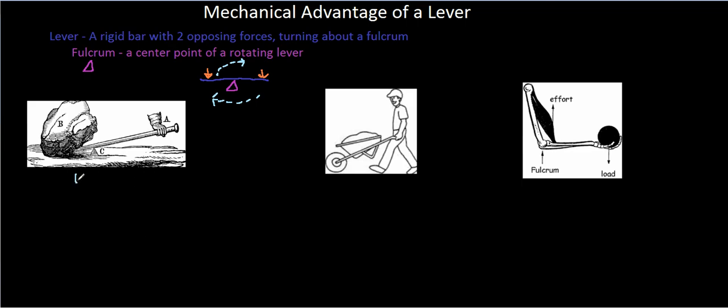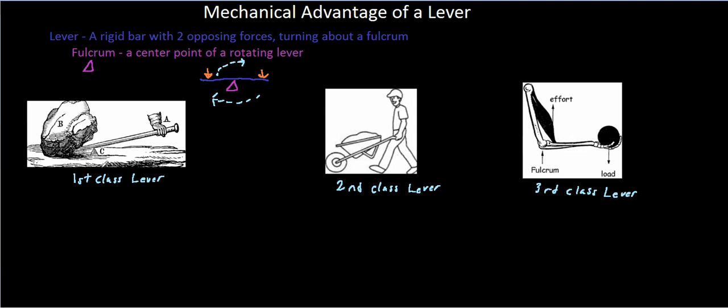We have three types, and they name them in really, really complex ways. They're really creative with their names. We've got the first class lever, the second class lever, and the third one is, of course, the Alpha Centauri lever. I'm just kidding. It is simply the third class lever.